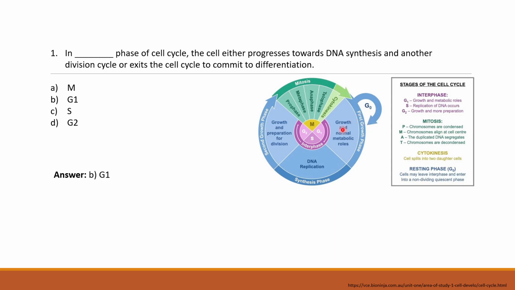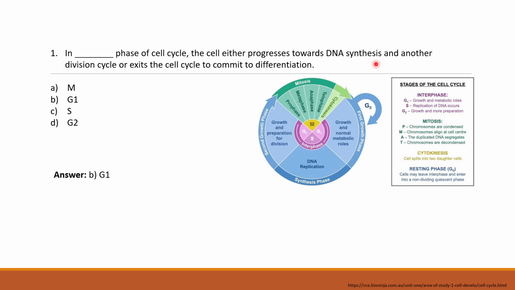Then you go to S phase where your DNA replicates. This is also the synthesis phase. And then you go to G2, and then you undergo cell division, that is mitosis. So here again in mitosis we have prophase, metaphase, anaphase, telophase, cytokinesis. So the answer, where the cell either progresses towards DNA synthesis, is the stage of the cycle before your DNA replicates. That is the first part of the question, that is G1, and another division cycle, or exits the cell cycle to commit to differentiation.